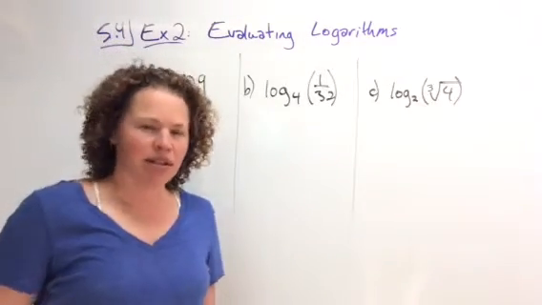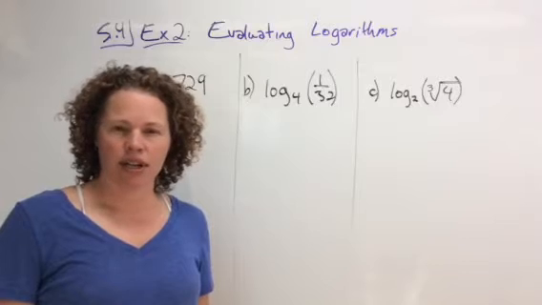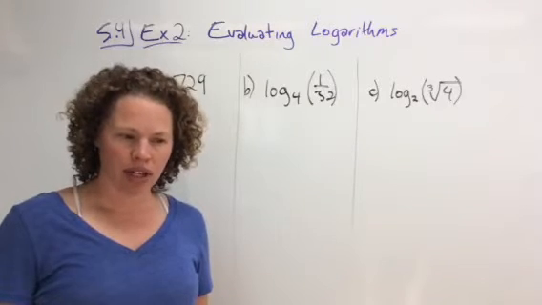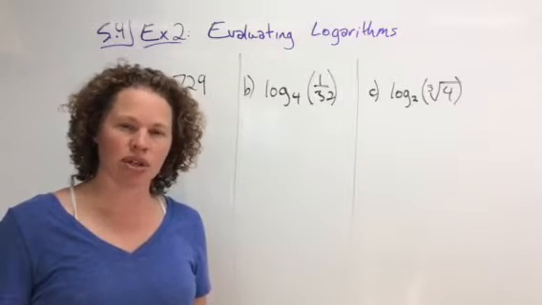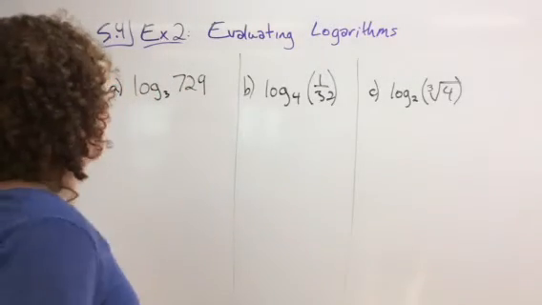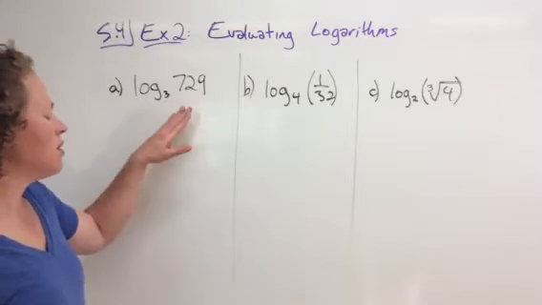So, evaluating logarithms. Logarithms are to find exponents. So when we're evaluating a logarithm, what we're doing is finding the exponent that would make the association true. For this first one, it's log base 3 of 729.